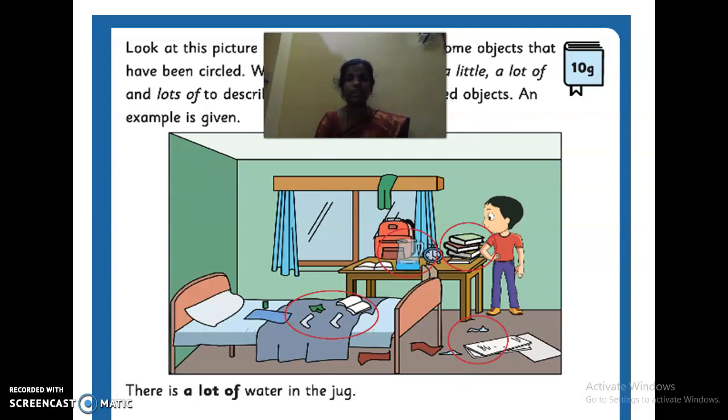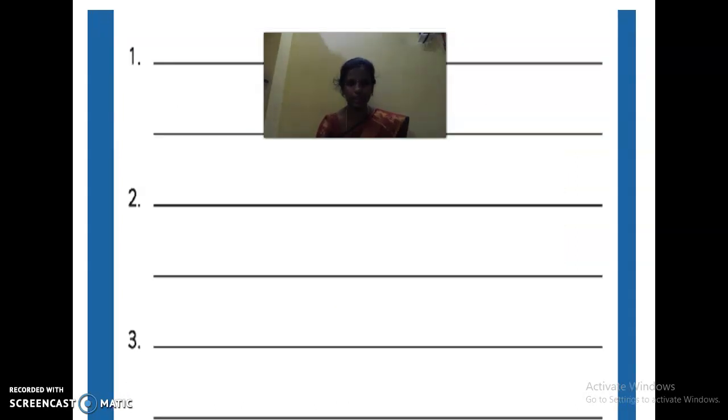So with lots of, the noun is countable. So like that you have to write it in your companion book. This is your companion book bag activity 10G. So you have to write the answers. There is a little water in the jug. There are a lot of books or lots of books on the table, and there are a lot of bits of paper on the floor. There are some books on the table. Okay, a lot of books on the table. So like that you have to write it in your companion book.